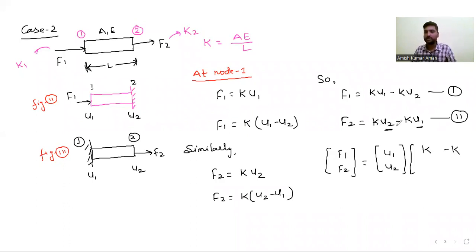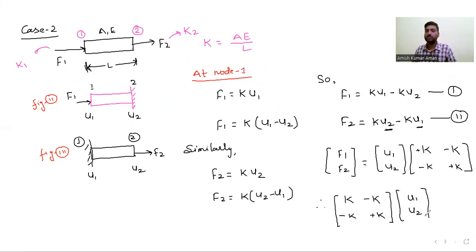U1 value will be minus K, here plus K. Let's take this plus K. If you rearrange this, then we will get K, minus K, minus K, plus K, into U1, U2 will be equal to F1, F2, right?